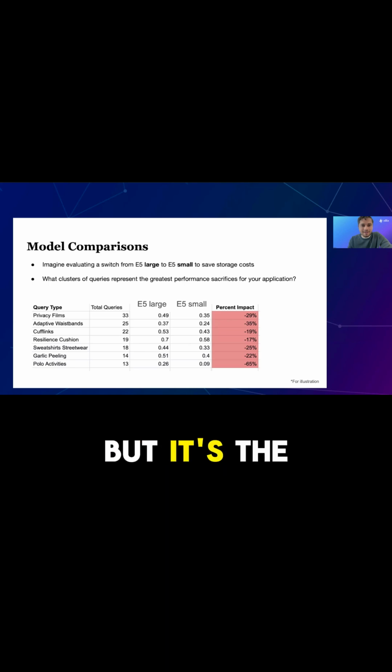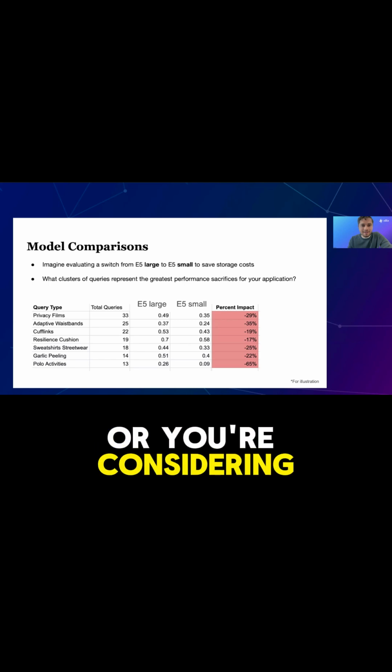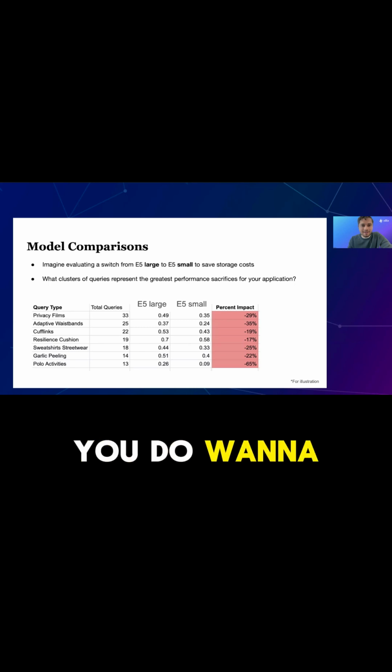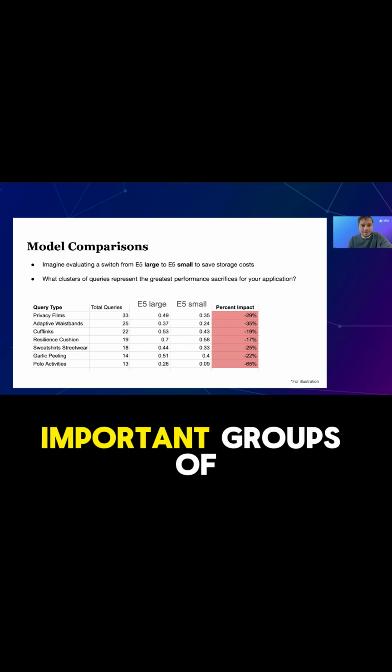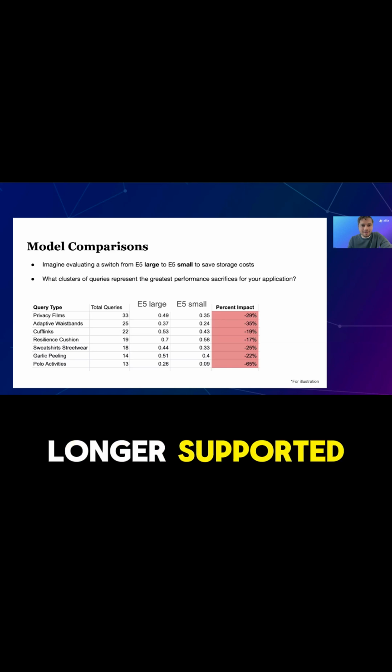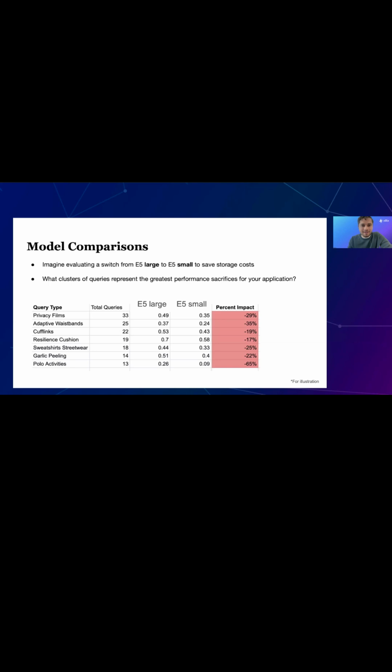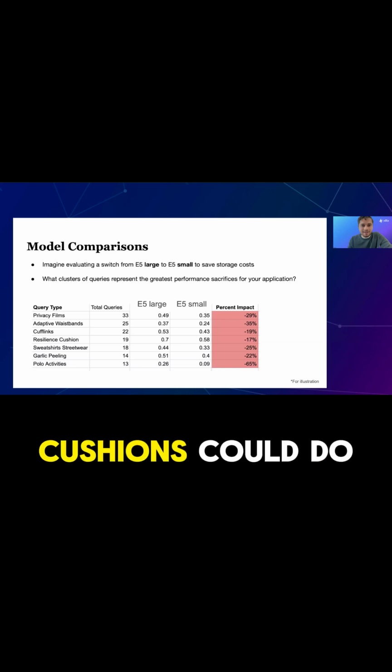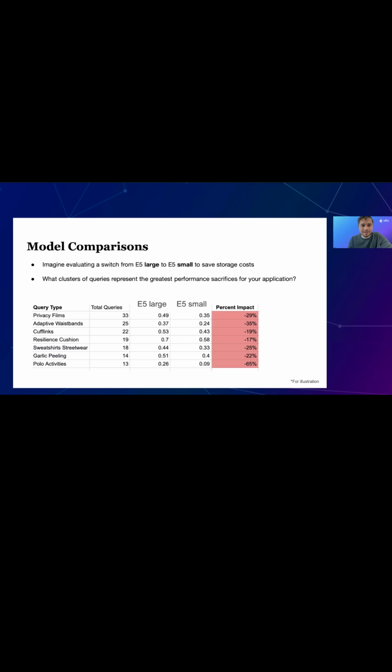This is a synthetic example, but the point it's driving across is that as you change from one model to another, or you're considering doing so, you want to find out not just the drop in average performance, but what kinds of queries could get much worse, because maybe that's a no-go for you if some important groups of queries are no longer supported. So here we see that cufflinks and cushions could do significantly worse.